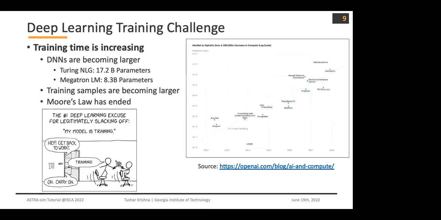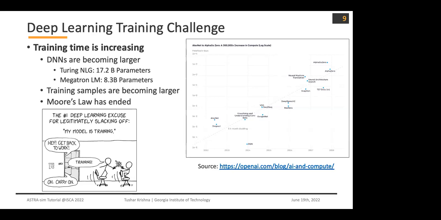So the key challenge with deep learning training today is the fact that training time is really becoming large. And the reason is that models are becoming really large. DNNs are large, training samples are becoming larger. If you have things like recommendation models, you have to keep training them with more and more samples. And as we all know, Moore's law has ended. So you can't just expect your next generation hardware to keep giving you exponential performance increase.